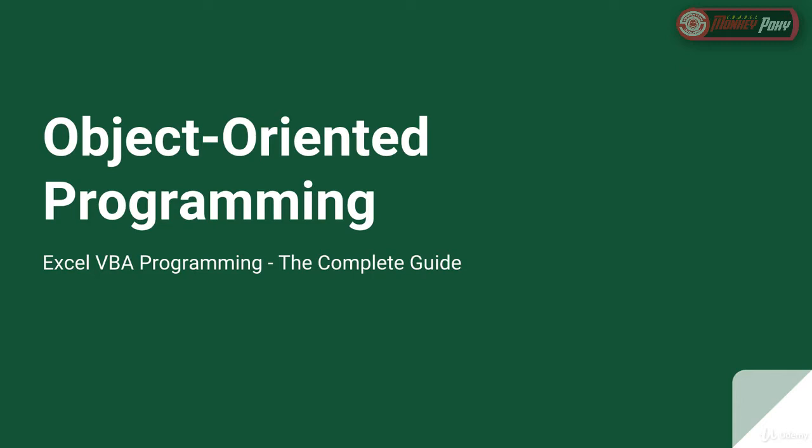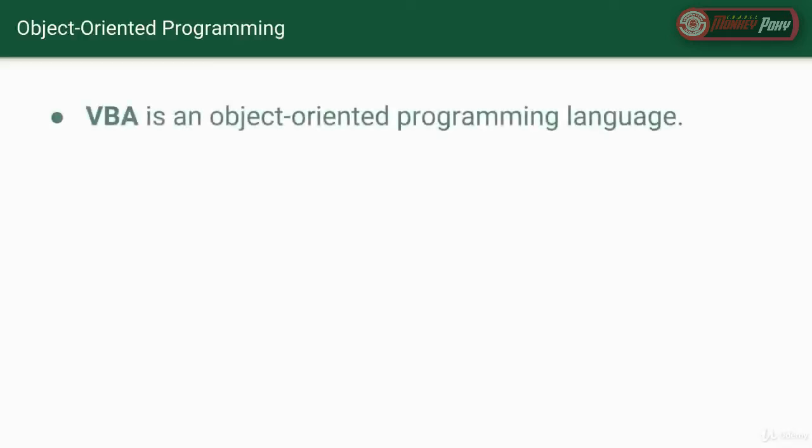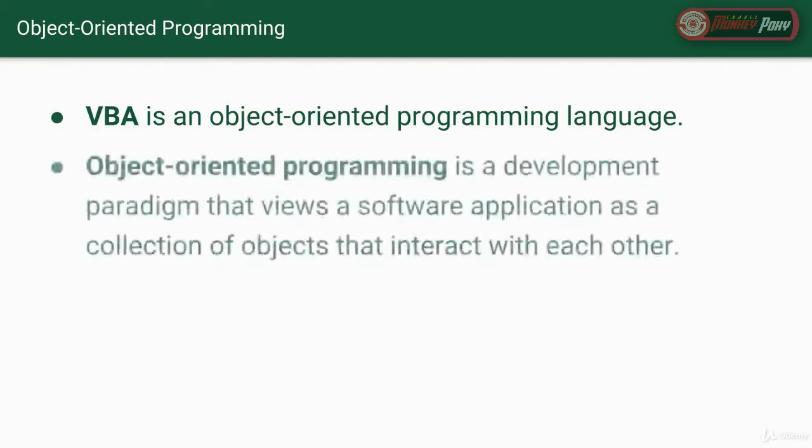I want to begin here with a discussion of object-oriented programming. What is that? Well, as I mentioned before, VBA is an object-oriented programming language. Object-oriented programming is a development paradigm, which just means a way of thinking that views a software application as a collection of objects that talk with and interact with each other.